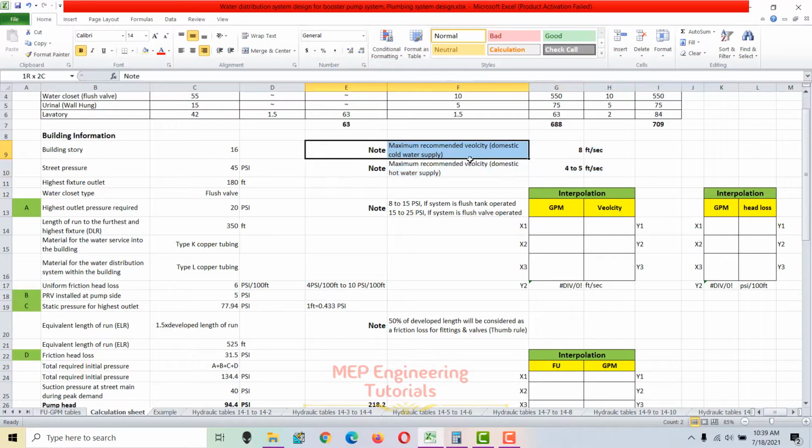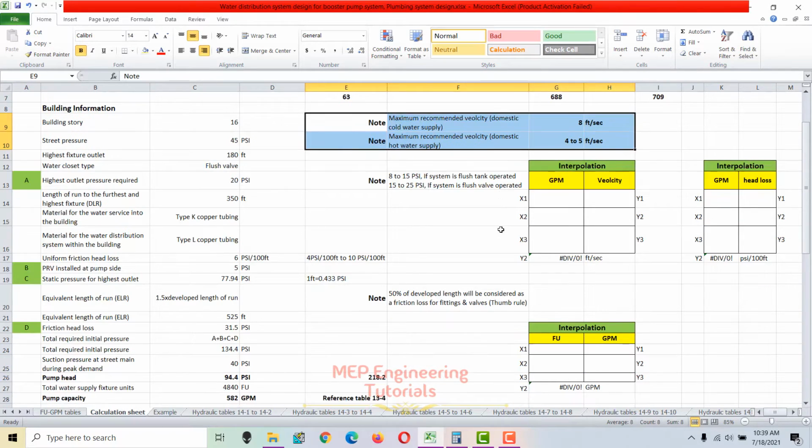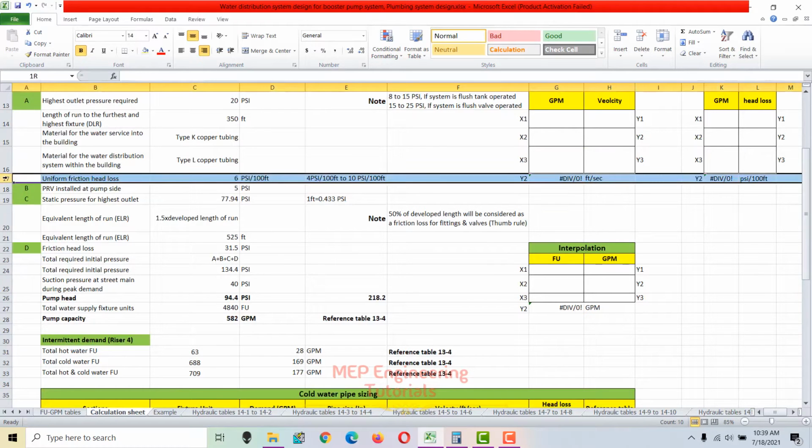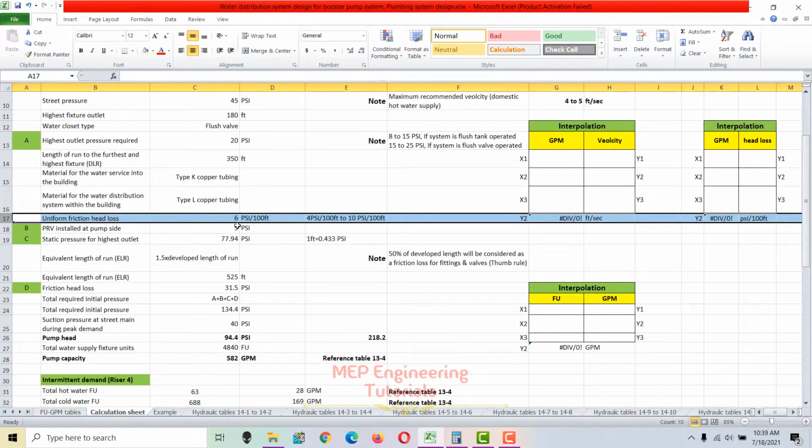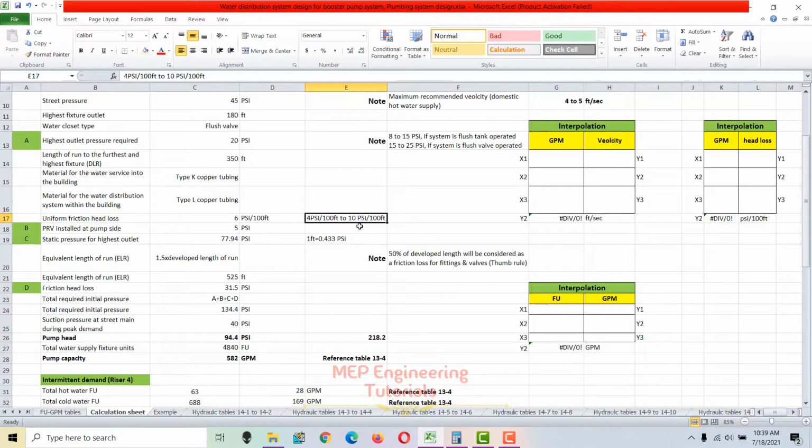If you are going to design your system on higher velocities, which is not recommended, you will have problems of noise, water hammer, and cavitation. That's why you need to follow this velocity recommendation, because we don't want to create any noise issue, cavitation, and water hammer. So we need to keep these velocities in mind. So we are talking about uniform friction head loss. Normally we are taking 4 psi per 100 foot to 10 psi per 100 foot.